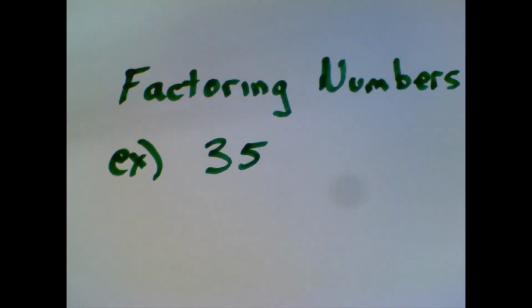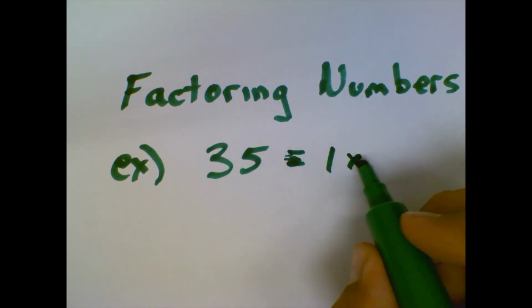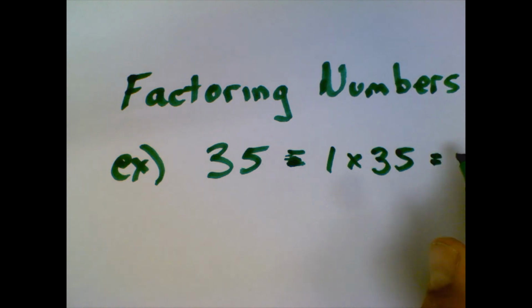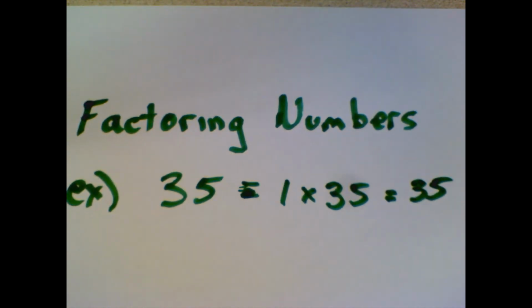If 35 is prime, that means we cannot find two numbers besides 1, the number 1 and the number itself, 35, that will divide into the number evenly. In other words, no remainder. So we all know that 1 times 35 is equal to 35. Now, if this was the only set of numbers that you could multiply together to get 35, well, this would be considered prime.